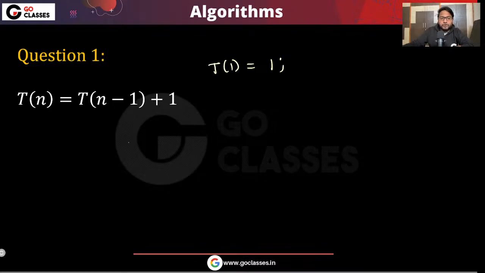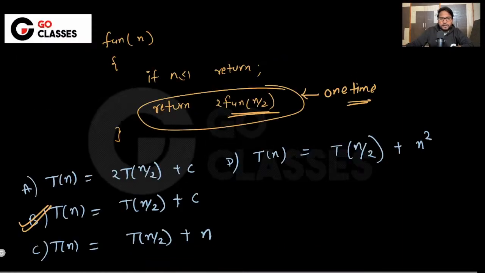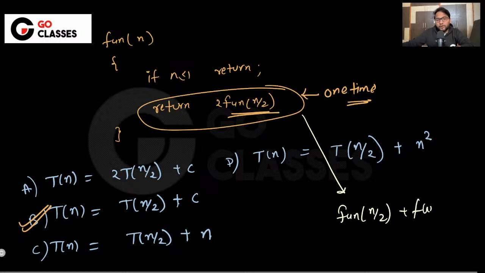Okay, so Amrut is asking in this particular question that we can rewrite this thing as f of fun(n/2) plus fun(n/2). Then why is A not the correct answer? See, it's not about how we can write it. It's about what is written here.